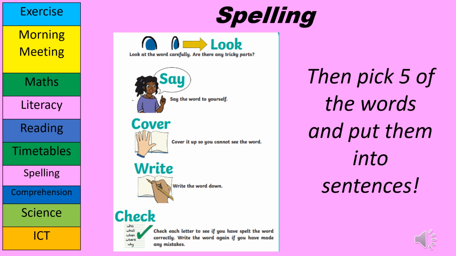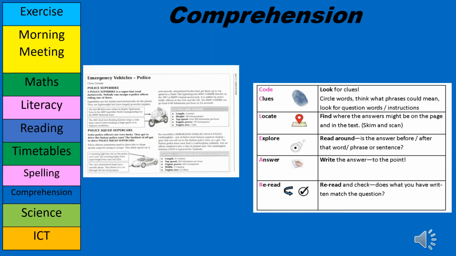Then after you've done that with your spellings, you can pick 5 of the words and put them into sentences. If you don't know what any of the words mean, please look in a dictionary to help you. For comprehension, we are looking at emergency vehicles, okay? So we've got some headings there, we've got some diagrams, we've got some fact boxes.